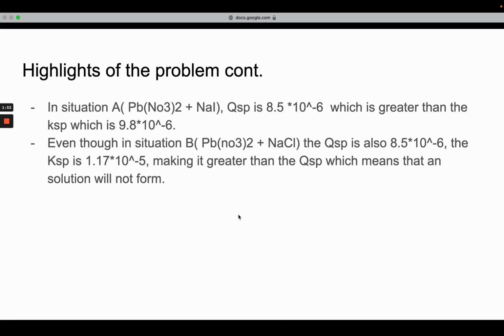In situation A, the QSP is 8.5 times 10 to the minus 6, which is greater than the KSP, which is 9.8 times 10 to the minus 9. Even though in situation B, the QSP is also 8.5 times 10 to the minus 6, the KSP is 1.17 times 10 to the minus 5, making it greater than QSP, which means that a precipitate will not form. It will form in solution A.